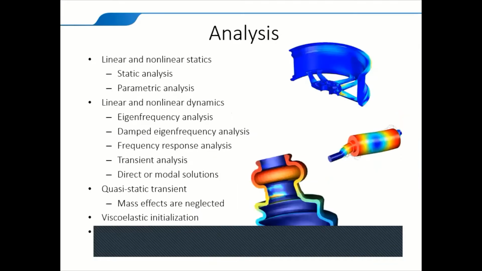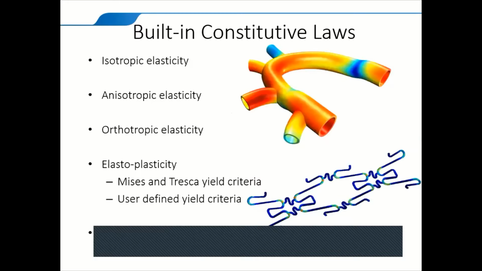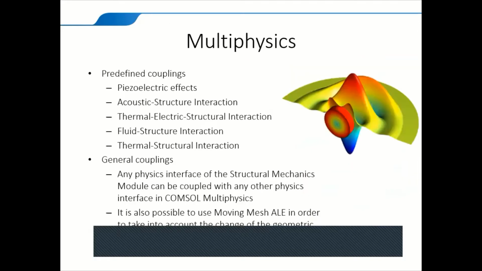We have different types of analysis you can find in this module. For example, static analysis, parametric analysis, eigenfrequency, damped eigenfrequency, frequency response, transient, viscoelastic, linear buckling, and all of these you can find in this module. You can also add a Nonlinear Structural Materials submodule, so you can have isotropic elasticity, anisotropic elasticity, orthotropic, and you can simulate nonlinear materials this way.